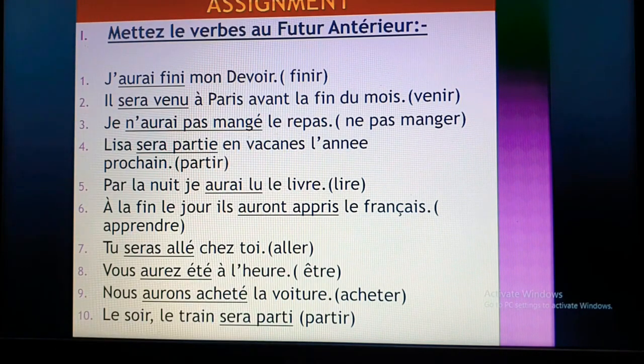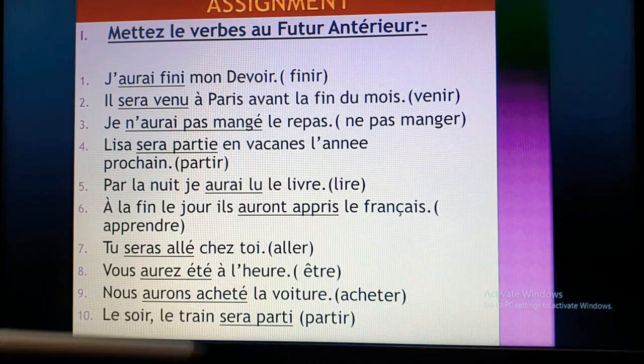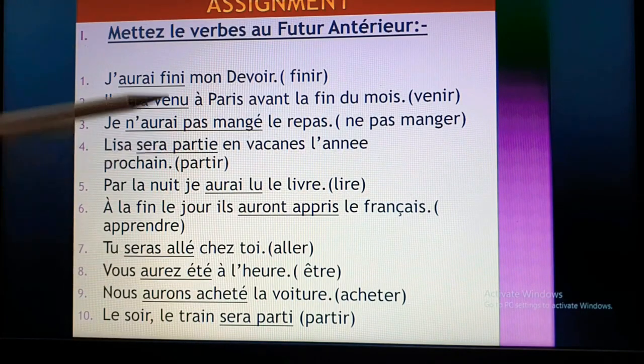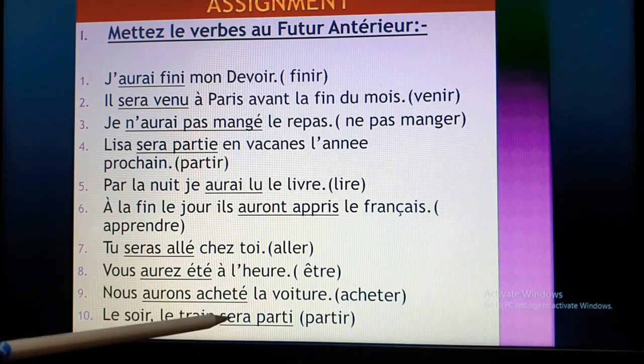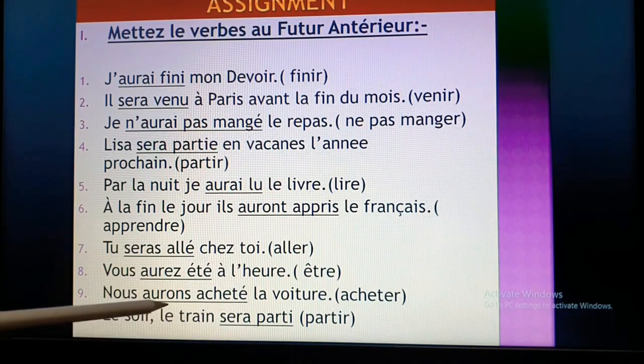The last one is le soir le train dash. The verb is partir. Partir is to leave. So again, partir is a subject movement verb. So le soir le train sera parti. So partir is with être. Now you will tell me, sir, this train is the object, so object movement goes with avoir. I agree, but this train is being handled by its driver, right? So the train, according to partir, will be the subject movement verb. So le train sera parti, and train is masculine, so no accord.